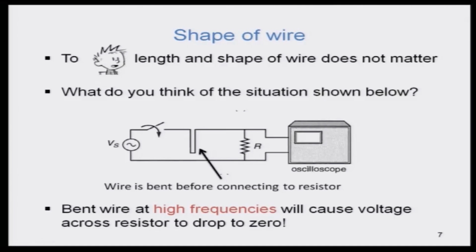However, as you start increasing the frequency of the source, it turns out that at sufficiently high frequencies, this wire will actually cause the voltage across the resistor to drop to 0. This is something that one cannot understand from the circuit point of view, because for circuit people, this bent wire is equivalent to a straight wire. There is no reason why the shape of the wire should influence the output voltage across the resistor.